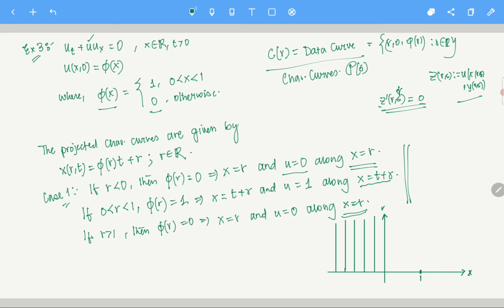Now for x greater than 1, so let's say that's your 1. Okay, x greater than 1, the curves are given by x equals r. Clear? Okay, I hope this is fine. And x equals t plus r in the middle, for r between 0 and 1, it's t plus r. So it will go on doing this now.